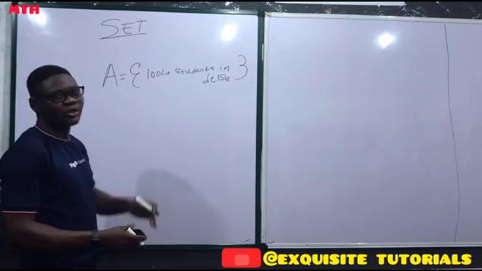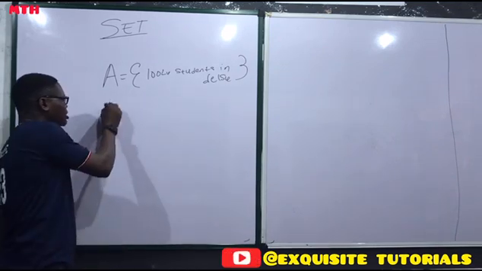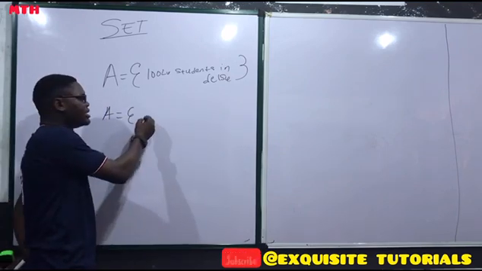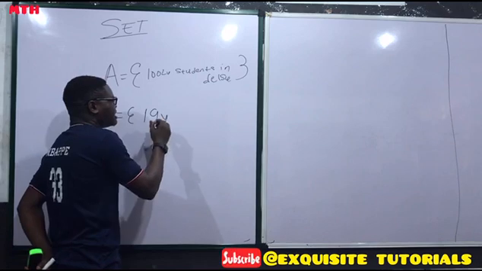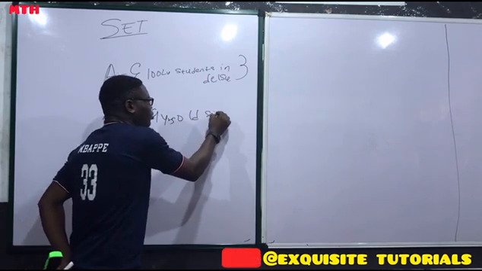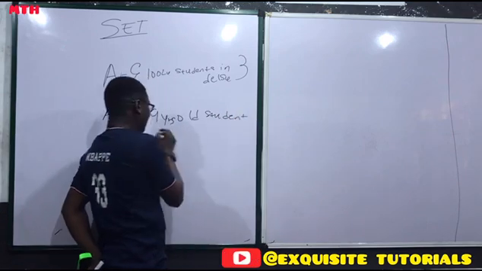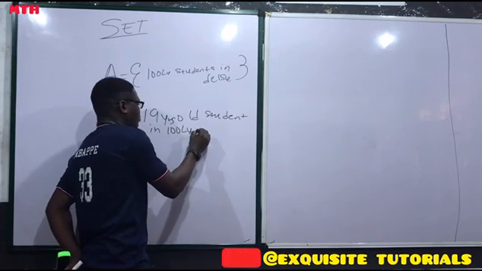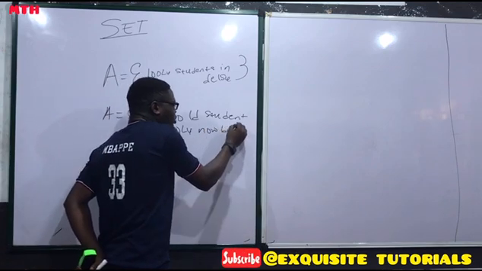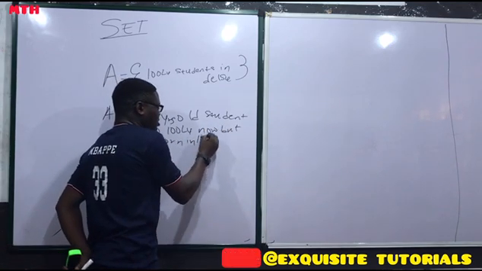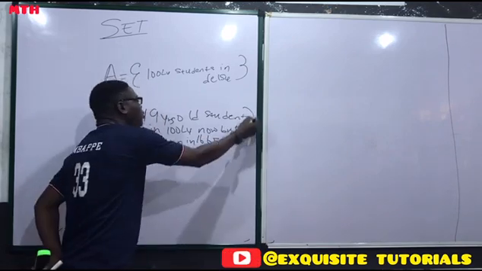It is properly defined. But imagine we say let A be a 19-year-old student in 100 level now, but born in 1665. Look at this. Is this even possible?